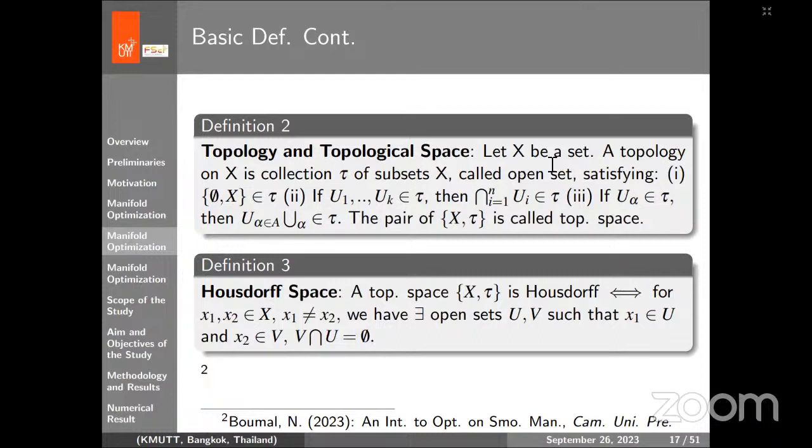If you have a set X, a topology on X is a collection tau of subsets satisfying these properties, meaning that the empty set and the whole set are in the collection. The finite intersection of open sets is also in the set. Also, an arbitrary union of open sets is open. So the pair X and tau that fulfills this condition is called a topological space.